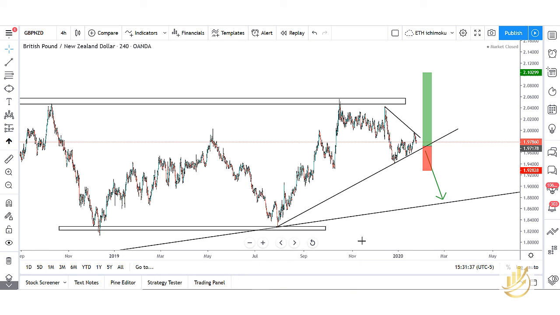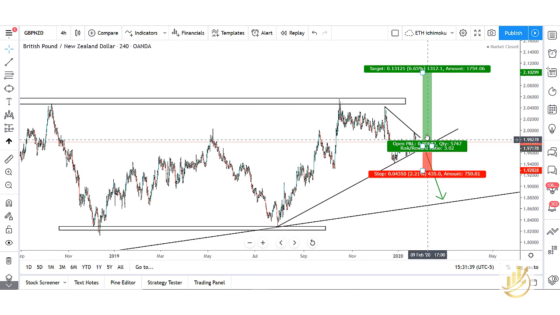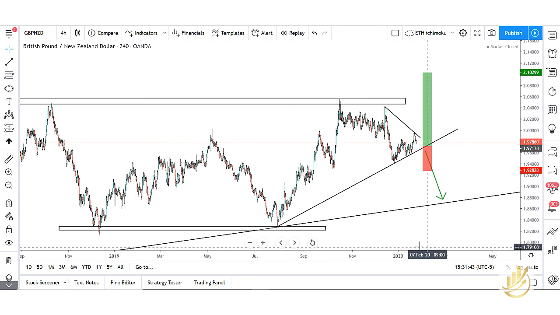Anything can happen. Just try to focus on this key area right now and see if price is breaking these zones, and then you can take your position accordingly.